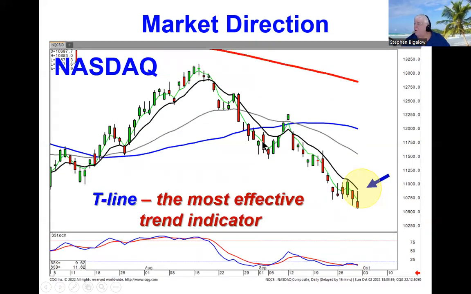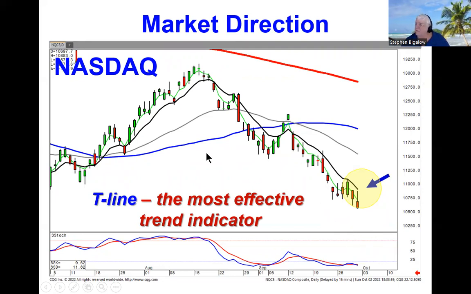Same scenario on the NASDAQ. As long as you're trading below the T line, the probability factor is extremely strong that you're still in a downtrend. The fact that every time they come back up, they can't stay above the T line or they can't get to the T line is that much more evidence that the bearish factors are still in control.